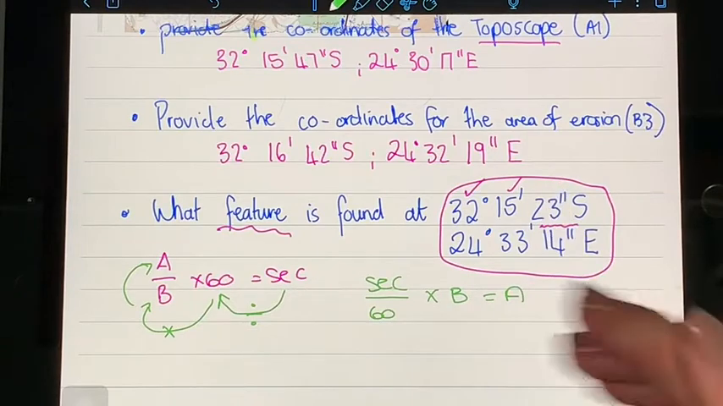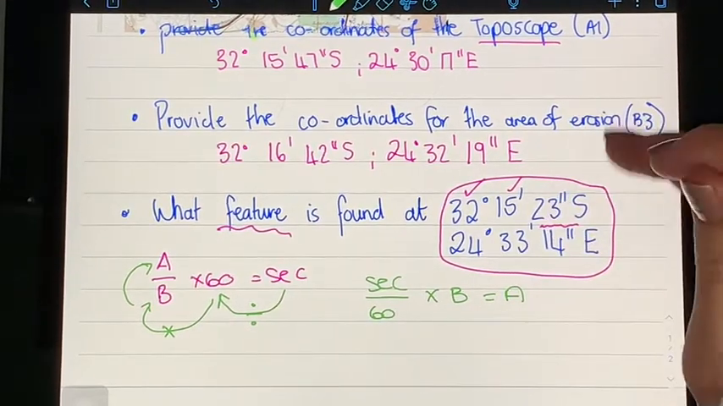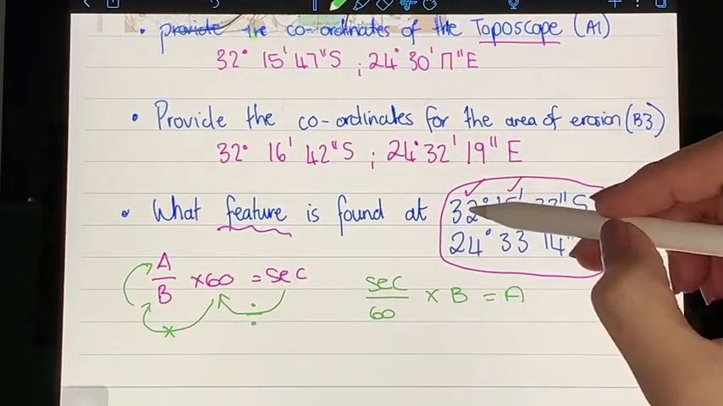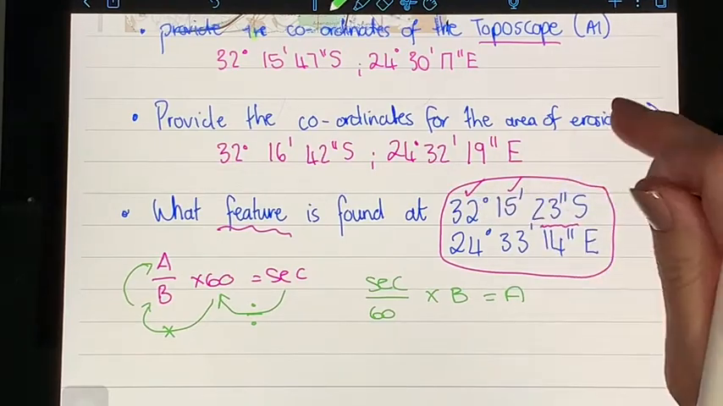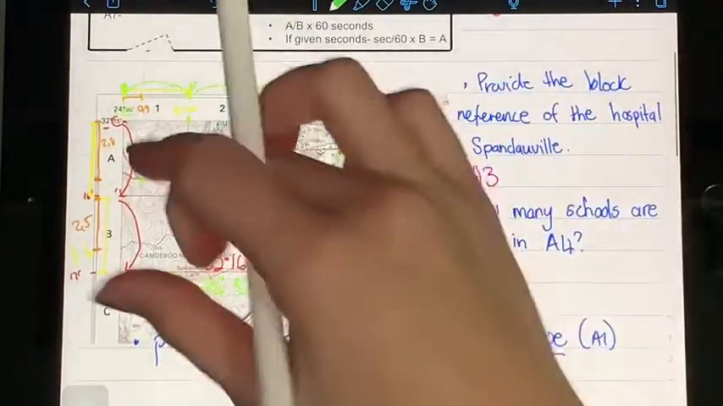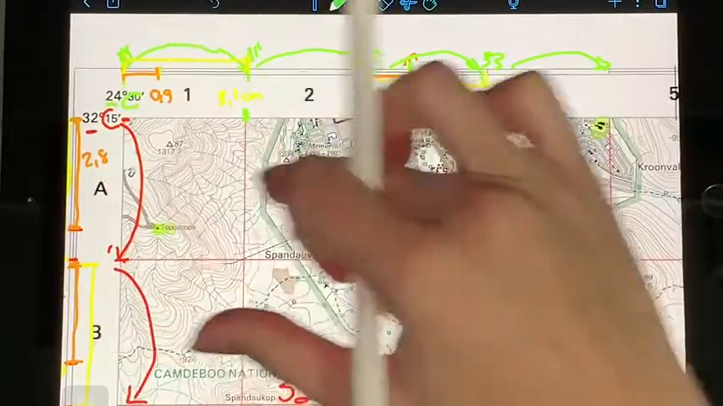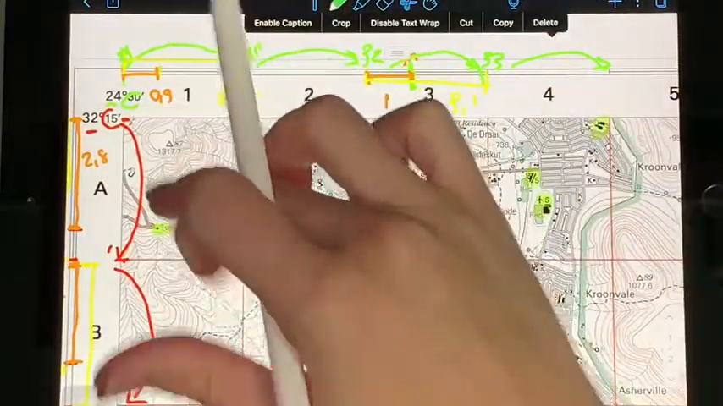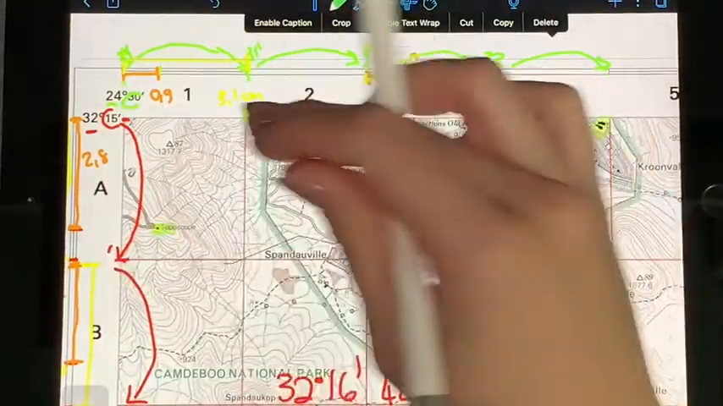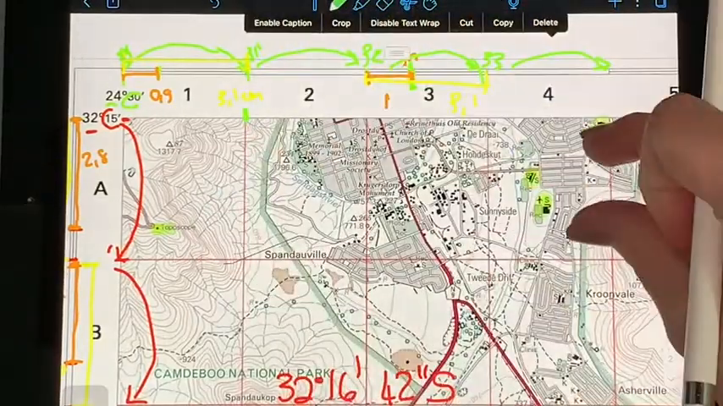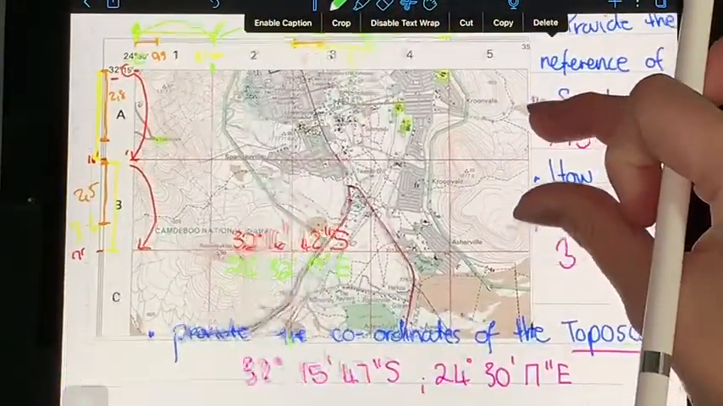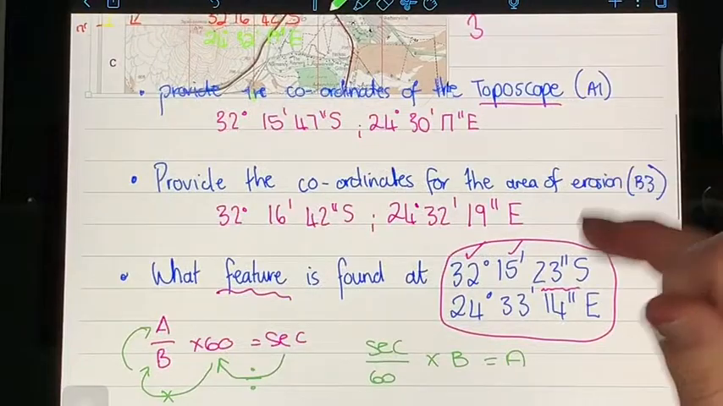So let's use this example and try and find our feature. We're in the 32 degree 15 minute row. So 32 degrees and 15 minutes is this row here. There's the 15, there's the 16. So somewhere within that row. And we have been given the seconds of 23 seconds.